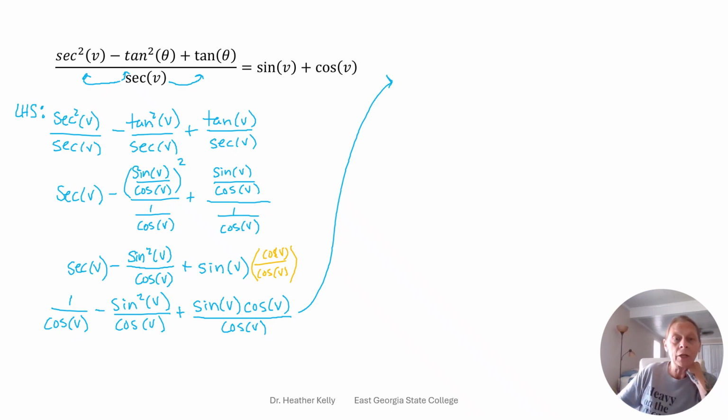So bring this up here. Now, because the denominators are all the same, we can put the numerator together in one cohesive thought here. And it's all over cosine v.